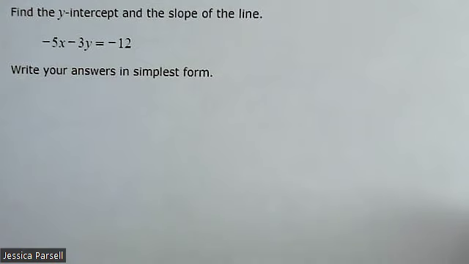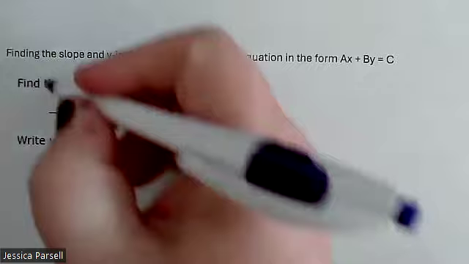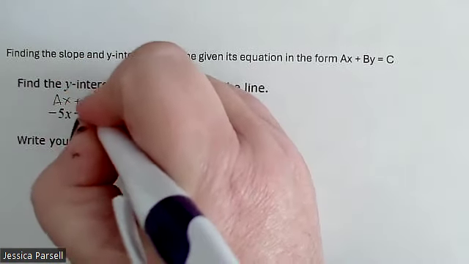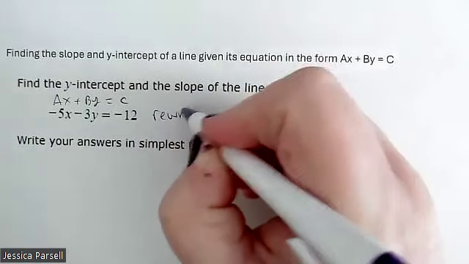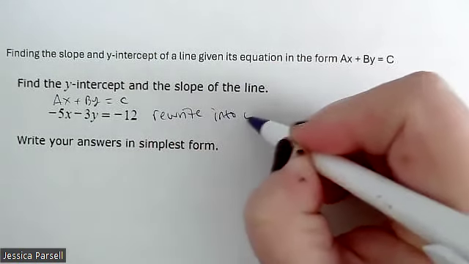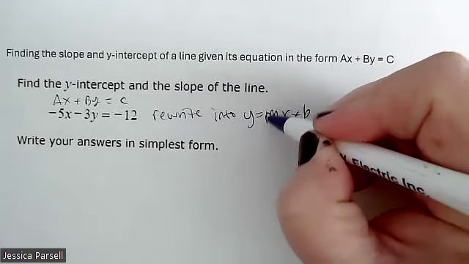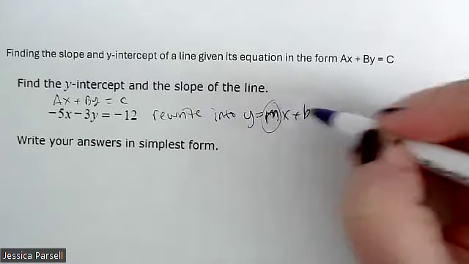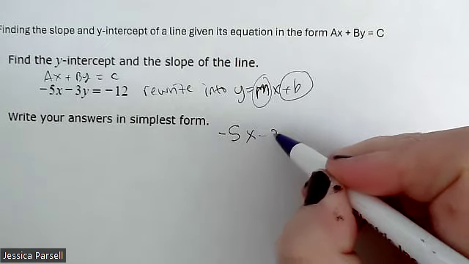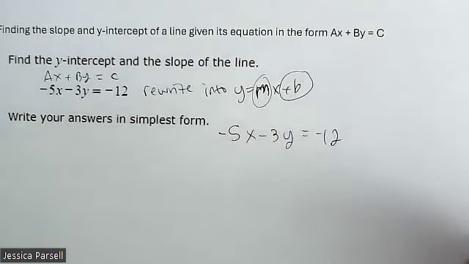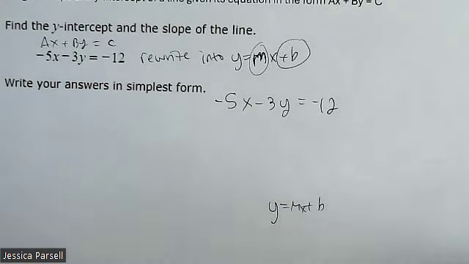All right, so another one. Find the slope and y-intercept. Well, right now this is written in ax plus by equals c format. So we're going to rewrite it into y equals mx plus b, so that we can find our slope and our y-intercept. So let's bring down this equation. -5x minus 3y equals -12. We want it to just say y equals mx plus b.